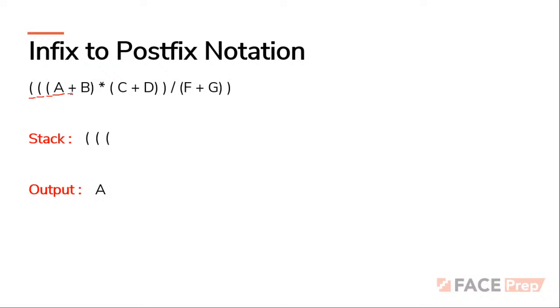Next, plus. We know plus is an operator. If it is an operator, I should insert into my stack. Next one is B. B is an operand. Whenever it is an operand, I have to print it on the output screen. Now we might have a doubt: sir, we have operands here, when do we print operators? We know postfix notation. When I go for postfix notation, operator will be at the last, after the operands.